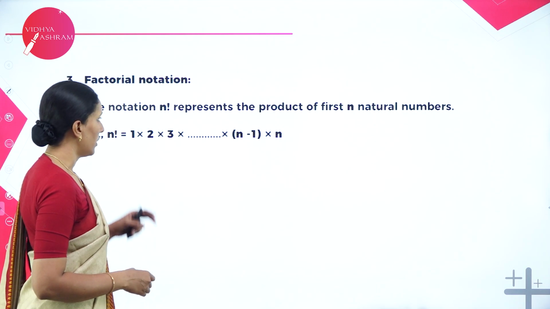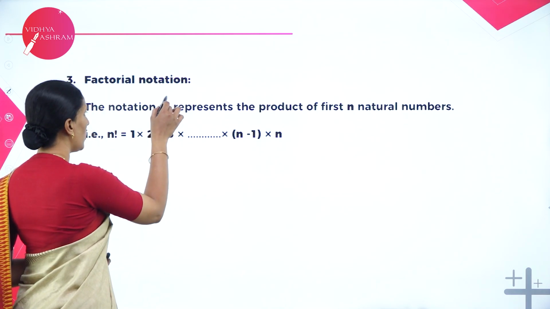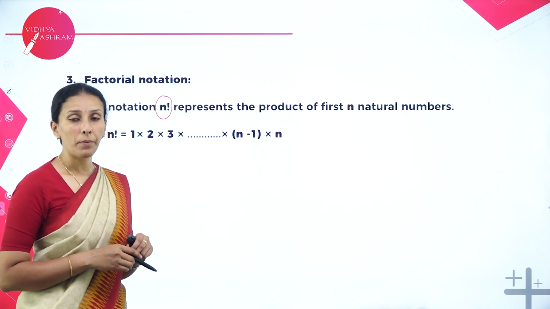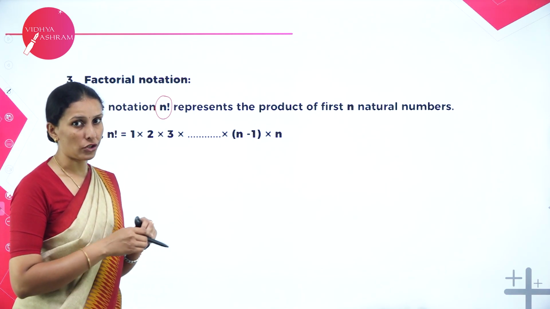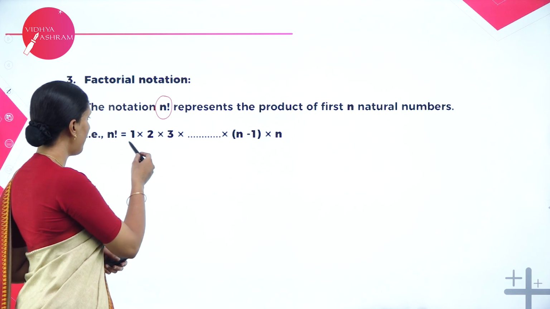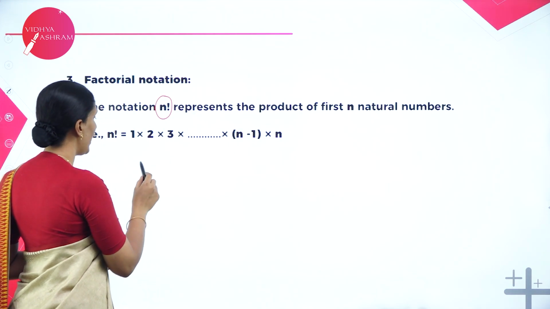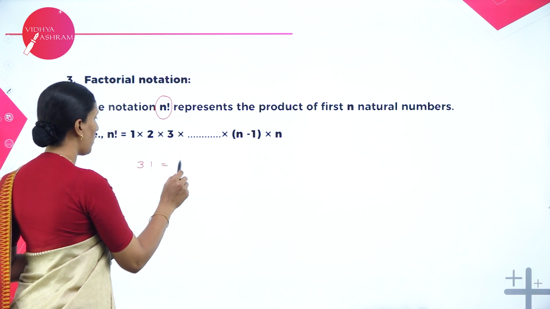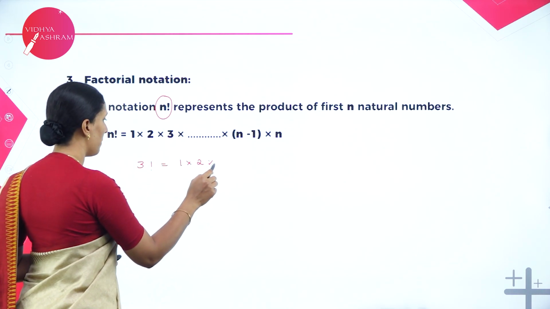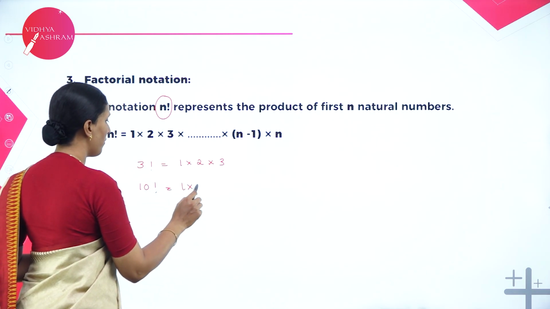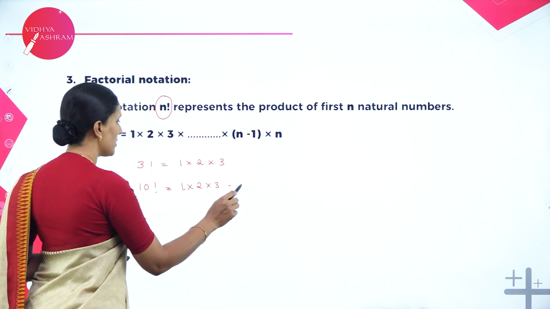Factorial notation. Factorial notation is denoted by n factorial and it is represented as the product of the first n natural numbers. When I say n factorial, it is the product of the numbers 1 to n. When I say 3 factorial, it is the product of the first 3 natural numbers. When I say 10 factorial, it is the product of the first 10 natural numbers.